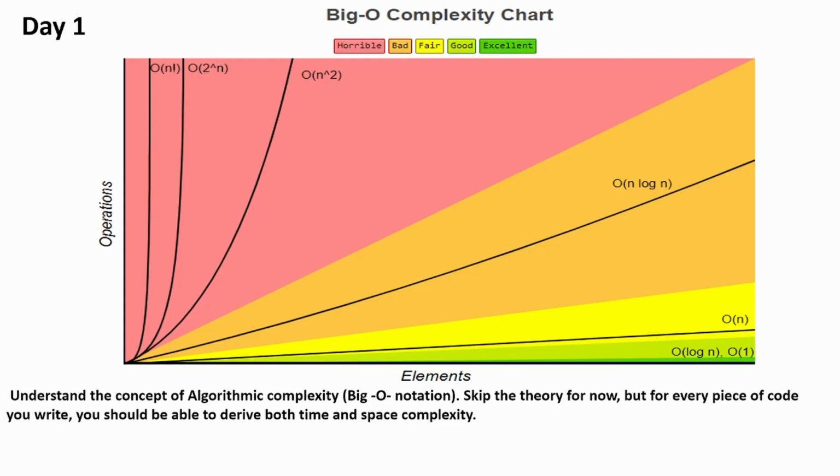First, day one. On day one, we need to learn about the Big O complexity chart and understand the concept of algorithm complexity, Big O notation, both time complexity and space complexity. Skip the theory for now, but for every piece of code you write, you should be able to derive both the time and space complexity. So it's okay, guys, skip it now, and you can come back to this one.